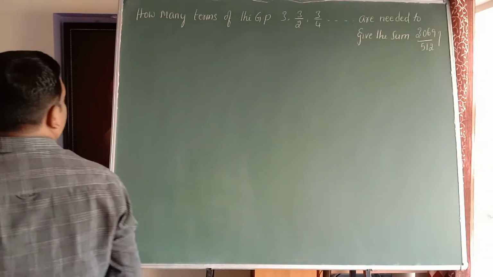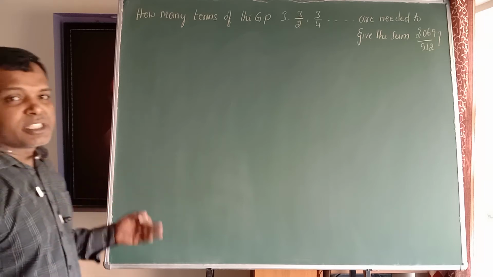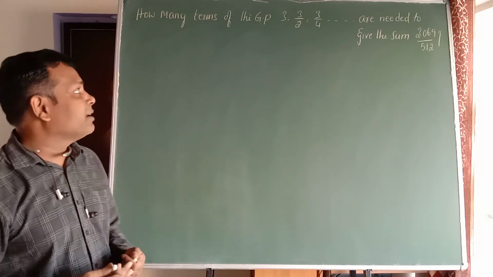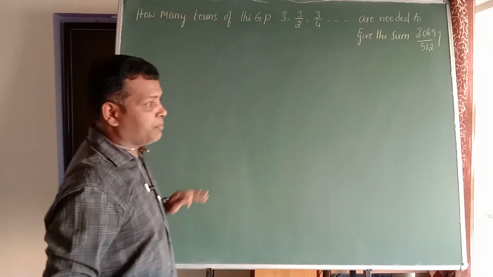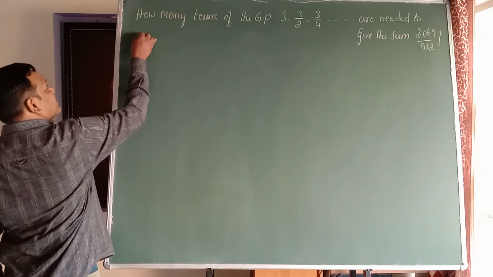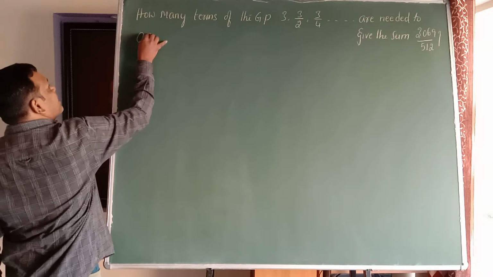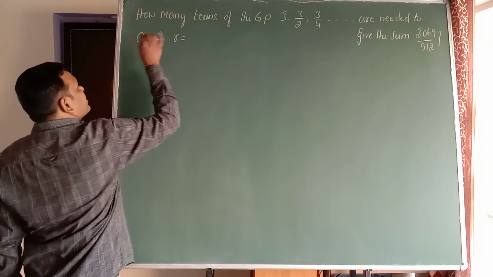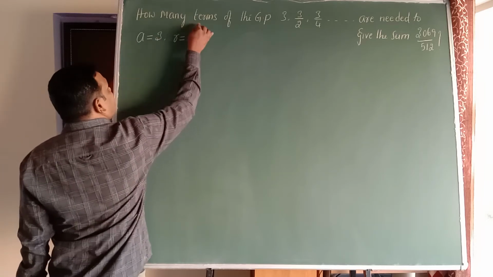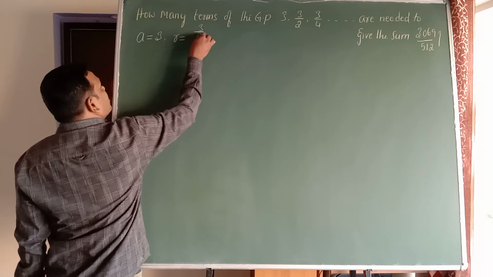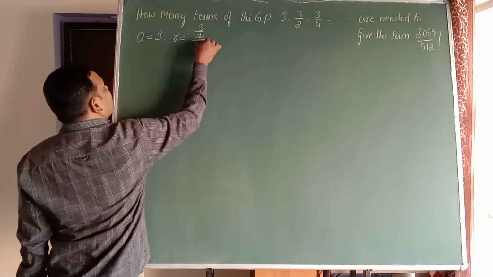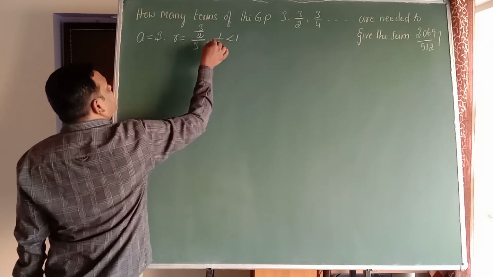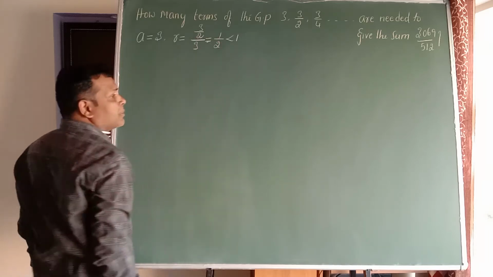Okay, children, look at that. They are asking how many terms of the GP, that is, n, we have to calculate in this geometric progression. What is the first term? A is equal to 3, and the common ratio R is equal to T2 by T1, which is 3 by 2 divided by 3. The 3 gets cancelled, and you will get 1 by 2, which is less than 1.